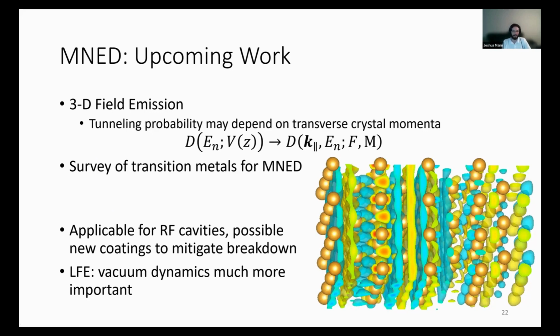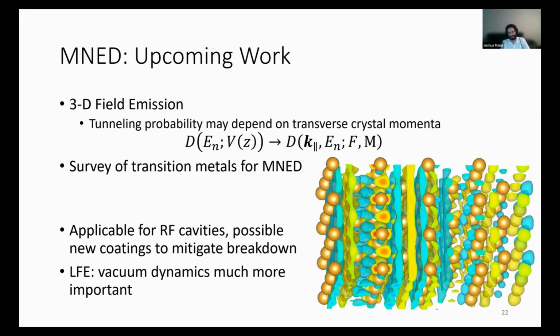Additionally, we want to calculate this MNED for all the transition metals. That's a big project that we're embarking on. But we're hoping to see if maybe there's a metal that doesn't field emit so well, or maybe even an alloy that doesn't emit so well, or maybe one that does emit very well. So each side of that spectrum will have different applications. However, in our case, this has all been a pretty big aside, and I think it will be mostly applicable for RF cavities if we do find something.